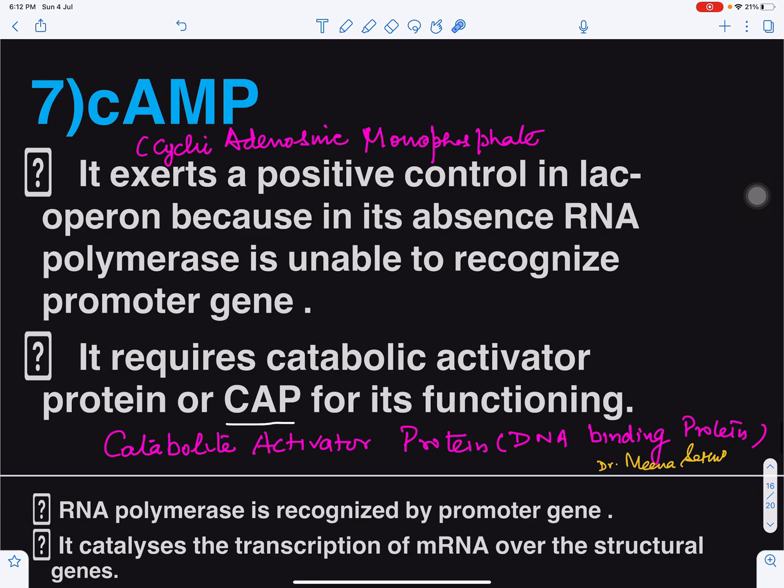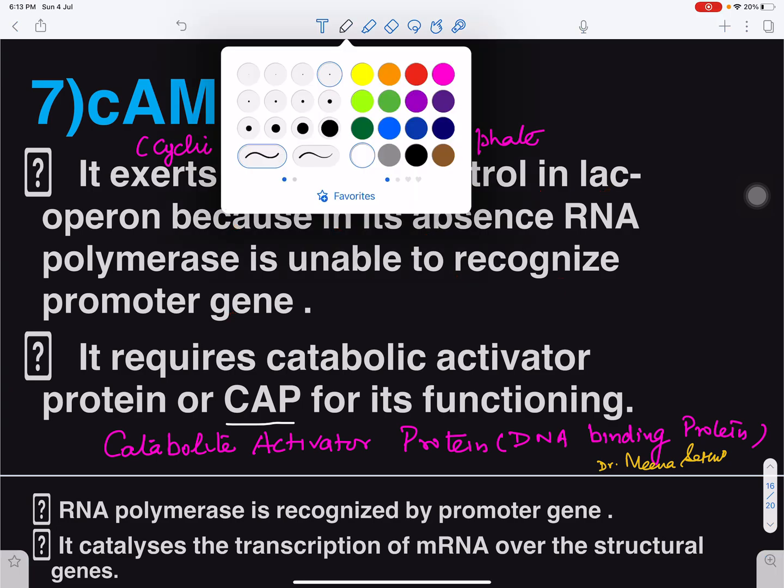Next, for the functioning of these regulatory genes, we need cyclic AMP. Now what is cyclic AMP? It is cyclic adenosine monophosphate, which is produced from ATP, that is adenosine triphosphate. This exerts a positive control. We call this operon system the Lac Operon because it is for the utilization of lactose. It exerts a positive control in the Lac Operon because in its absence, RNA polymerase is unable to recognize the promoter gene.